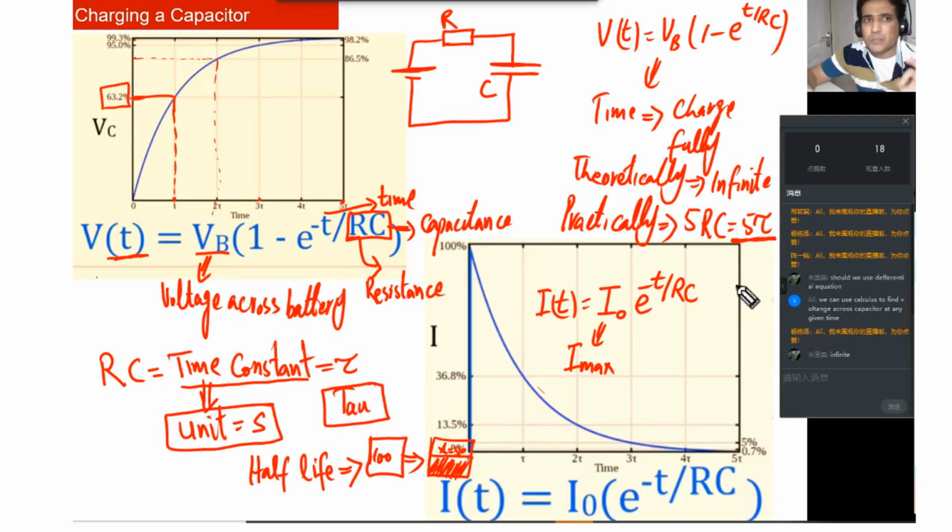Okay, so at this point, if you look at this number, after 5 tau it will charge 99.3%. So for practical purposes, we take 5 RC. This is one important thing you need to understand: practically 5 RC, but theoretically infinite. Now please, is this okay? Then we can move on to discharging.